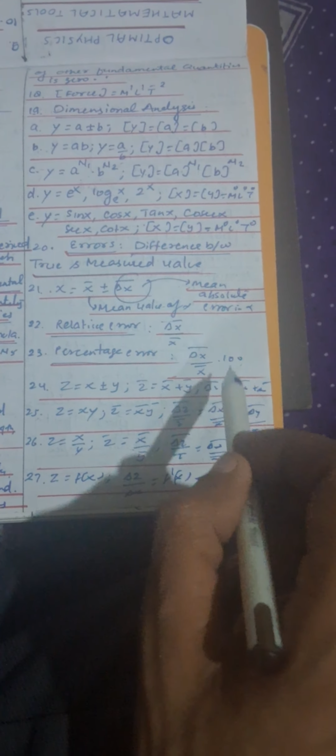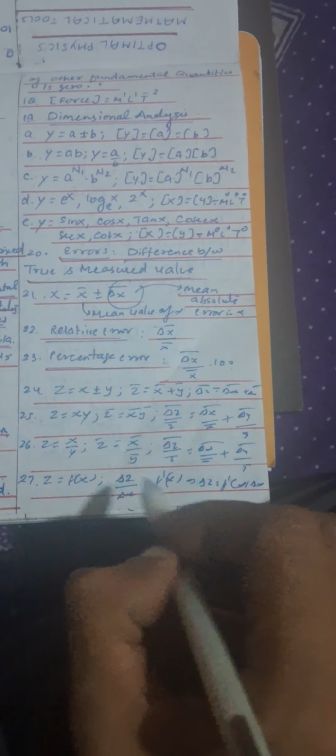If errors are more than 5%, you should go by the basics that percentage error is (final value minus initial value) upon initial value into 100. So this is how you can solve it out. Similarly, if z is x by y, so z̄ is x̄ by ȳ, and here also the relative errors will be added.